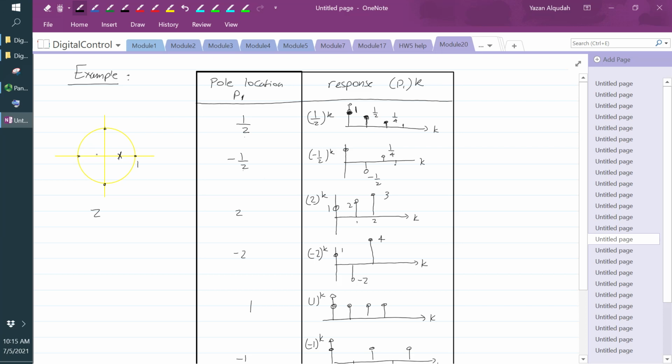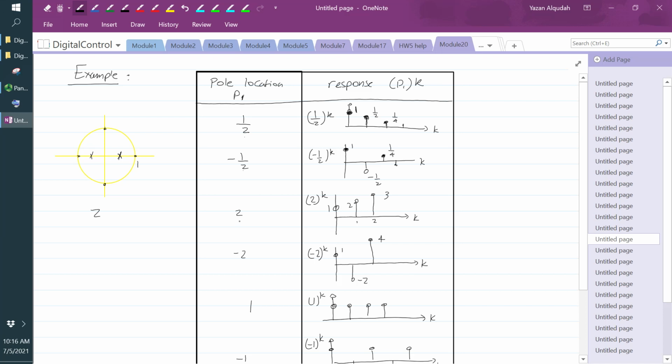What if the pole is at -1/2? How is the response going to look? It's going to be (-1/2) to the k, which at 0 is going to be 1. At 1 it's going to be -1/2, then positive 1/4, and so on. And so it's going to be oscillating and decaying.